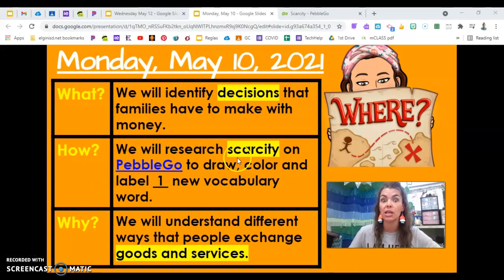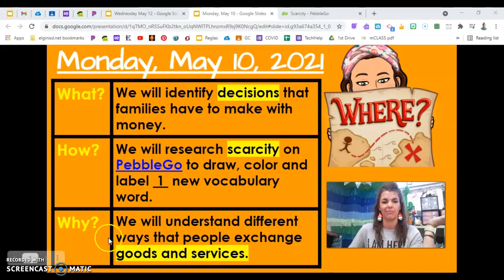We will research scarcity on Pebble Go to draw, color, and label one new vocabulary word. Here's our new word. It's in yellow. Say it with me, please. Scarcity. Do you know what scarcity means? Don't worry. Pebble Go will tell us all we need to know.